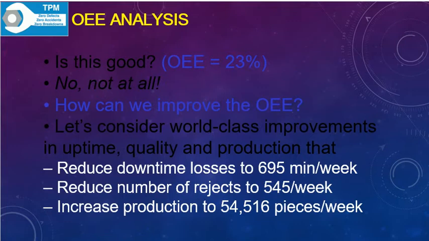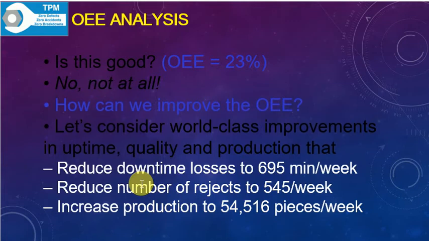So how can we improve this OEE? To improve it, we take different steps or actions on production. What are the factors, the components, we can take actions on? First, reduce the downtimes. That is the major component. Then reduce the number of rejections, so we can increase the quality. Then increase the production rate, so we can increase the performance of the machines.